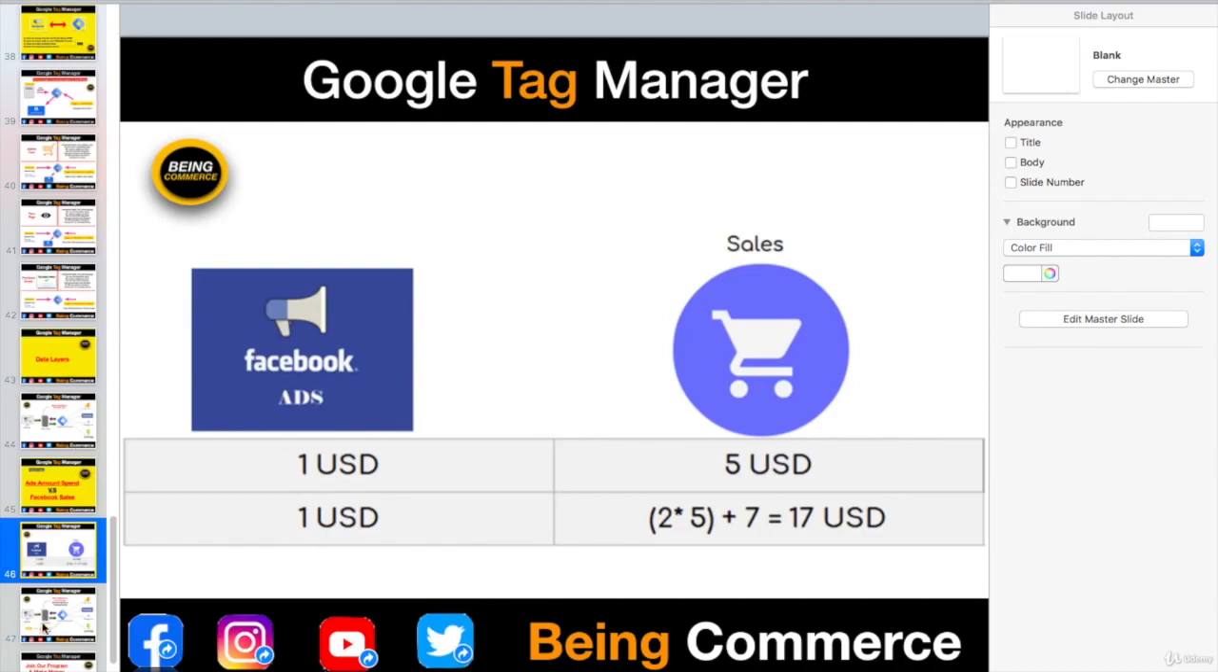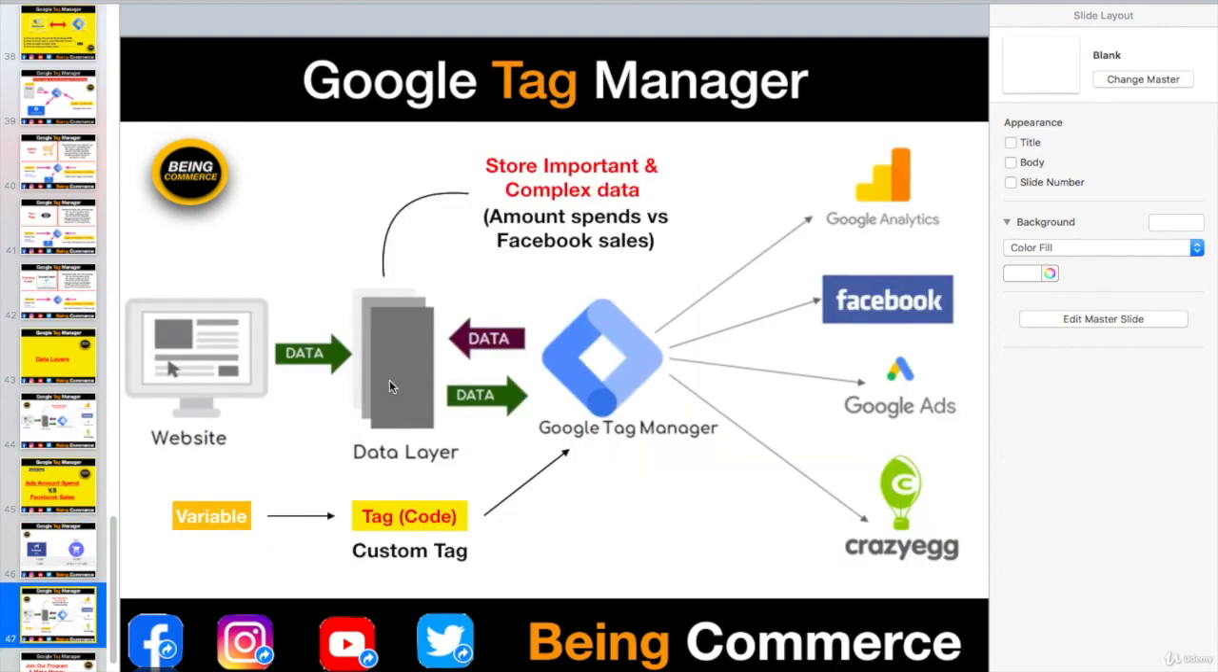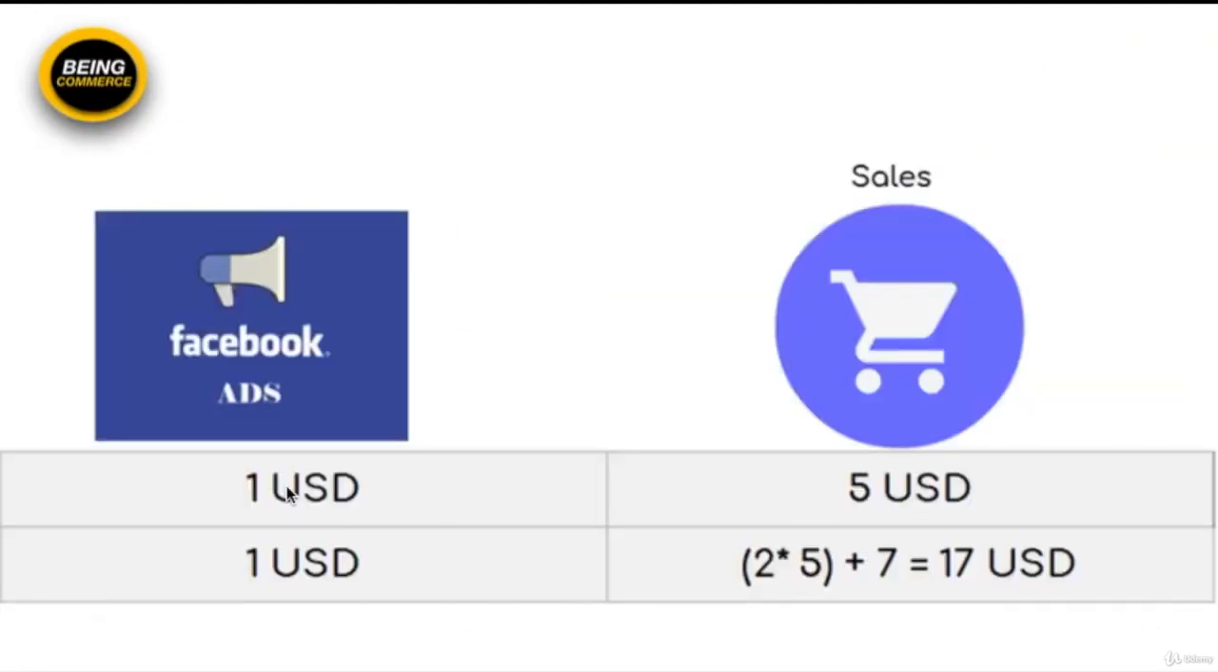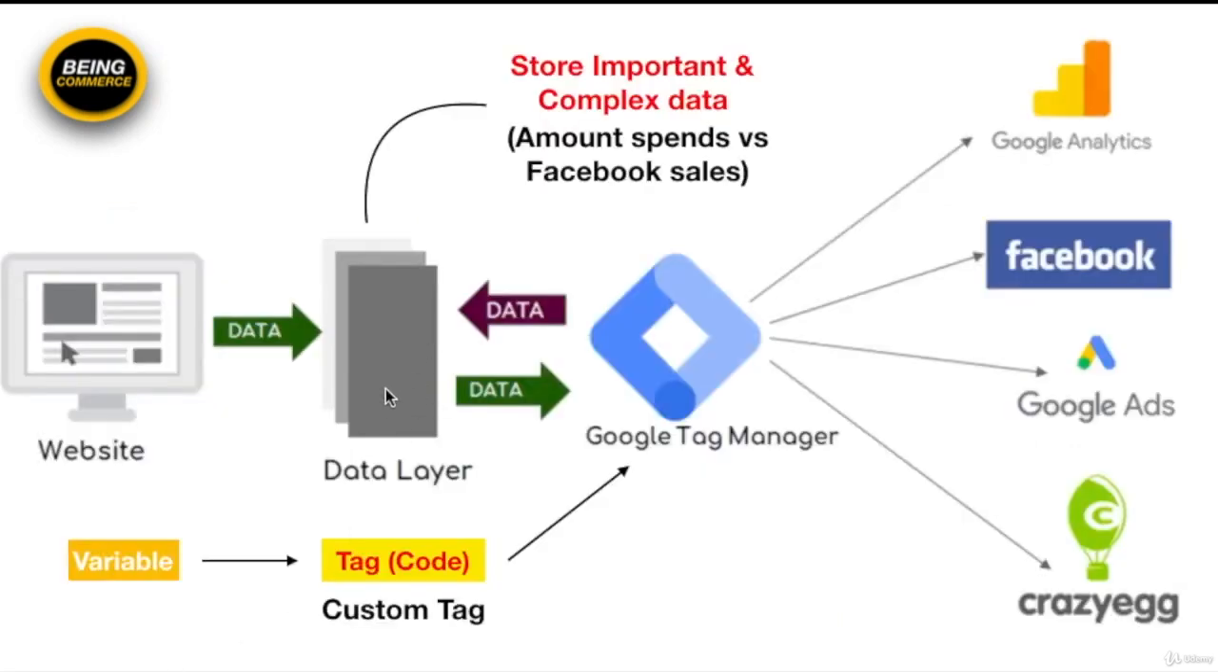Now friends, see, in our data layer, I have told you that in data layers we store important and complex data. So if you want to know how much money you are spending in Facebook ads, and with the help of Facebook ads how much sales you are getting in return, so if you want to calculate these complicated amounts, we need to take the help of data layers. So with the help of data layers, we are going to know how much amount we are spending in Facebook ads and how much amount we are getting from using our Facebook ads.